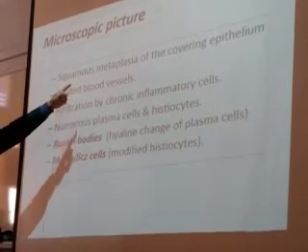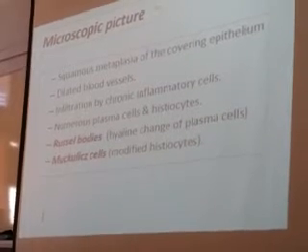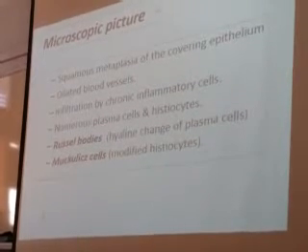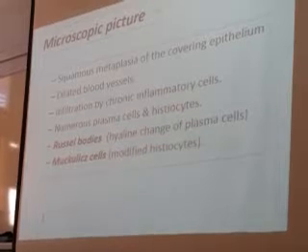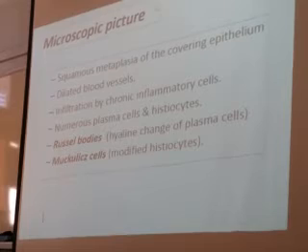Dilated blood vessels and squamous metaplasia of the covering epithelium can also be there. So all the features of chronic inflammation, dilated blood vessels, chronic inflammatory cells, along with Russell bodies and Mikulicz cells, and also squamous metaplasia of the epithelium.